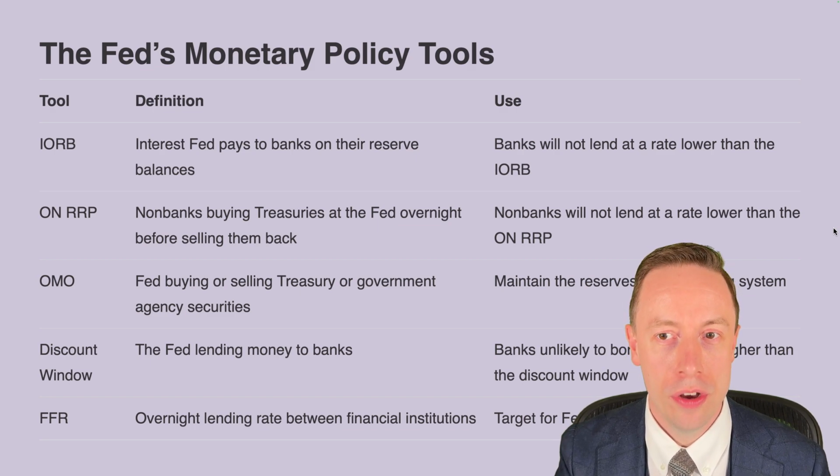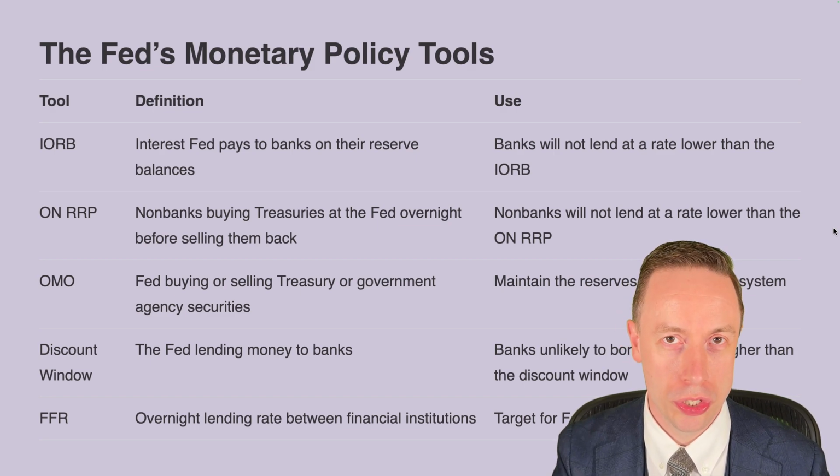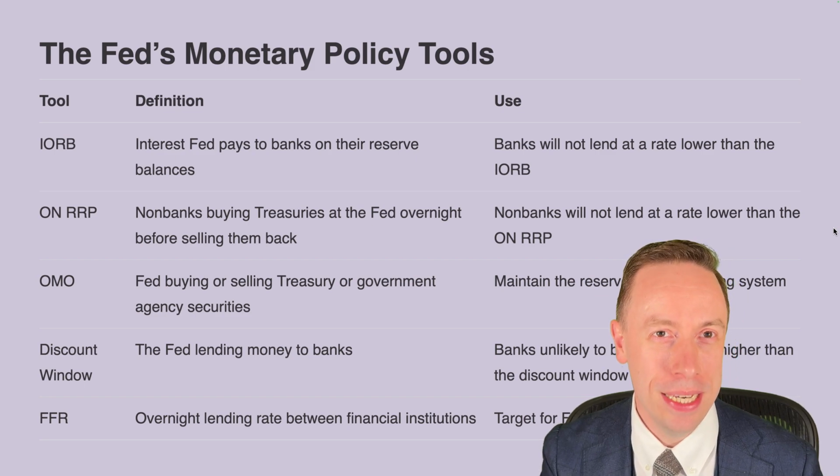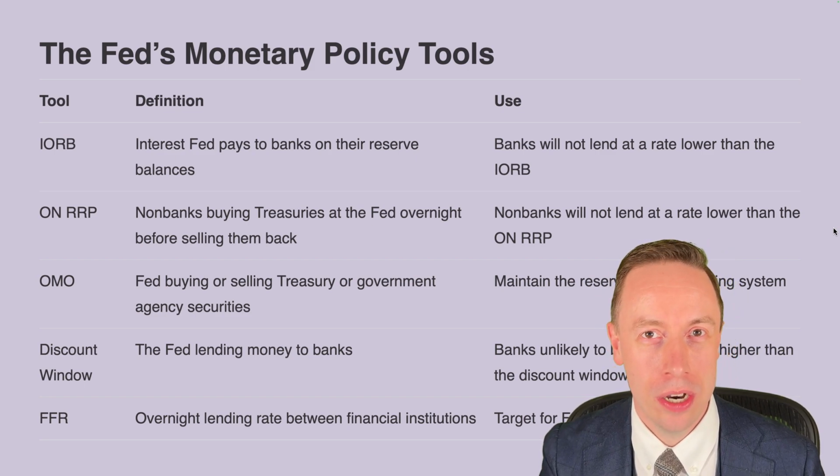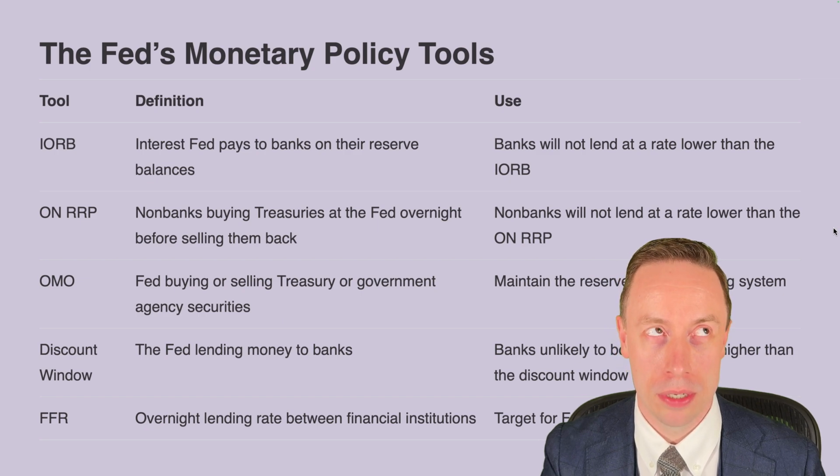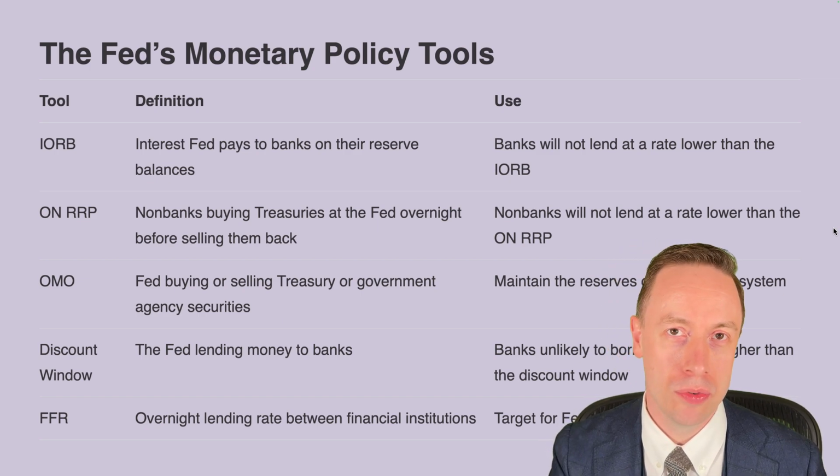This leads to non-bank financial institutions not lending anybody money at less than the ON RRP they can get, because again, why would they? That's a guaranteed rate of interest right there.